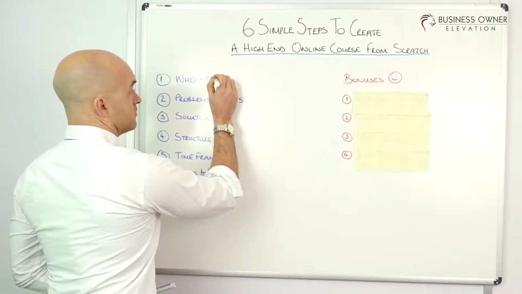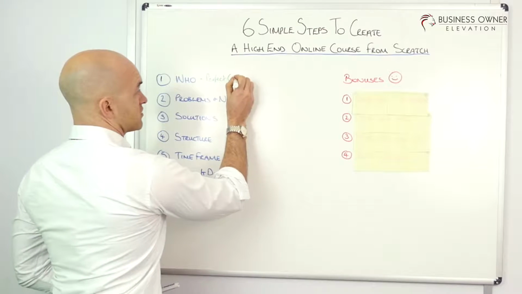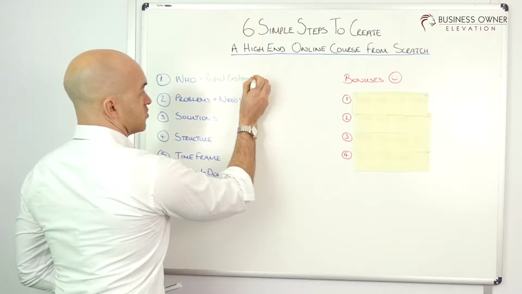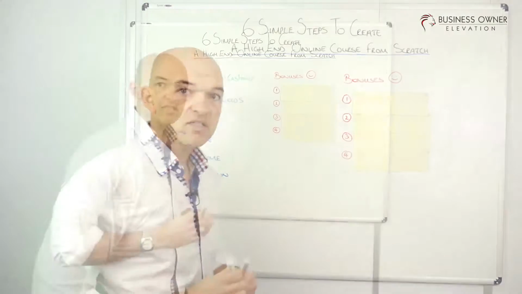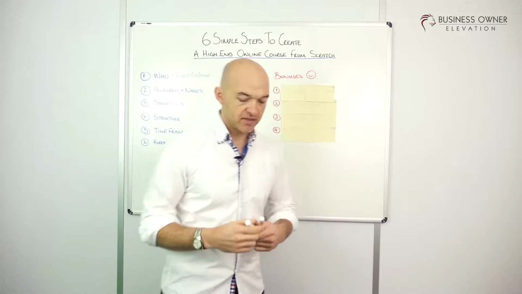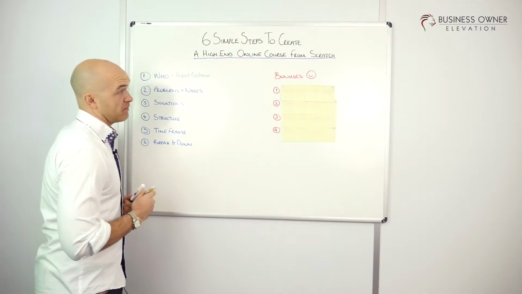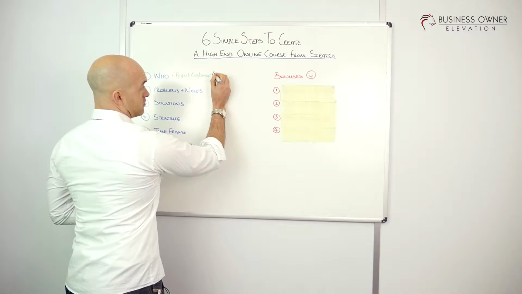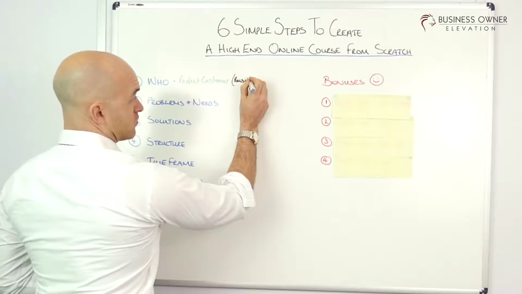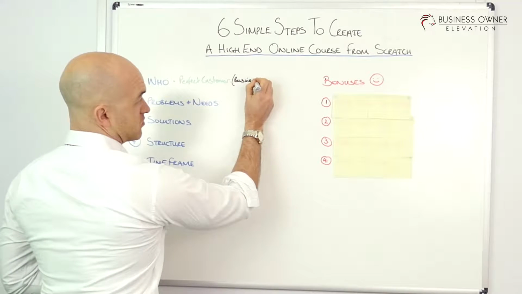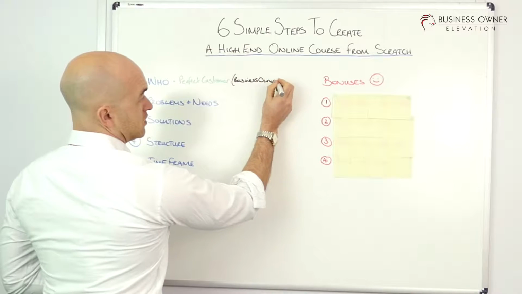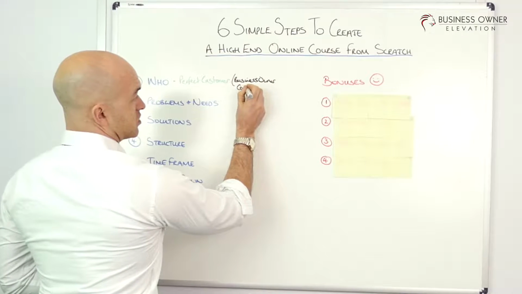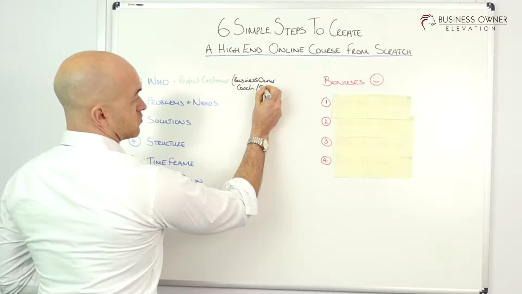So I'll just put in here, perfect customer. So that's going to help you to identify who, and the best thing to do is put down maybe the job role or the position. So I'll put here business owner, and I'd put in here coach, trainer.